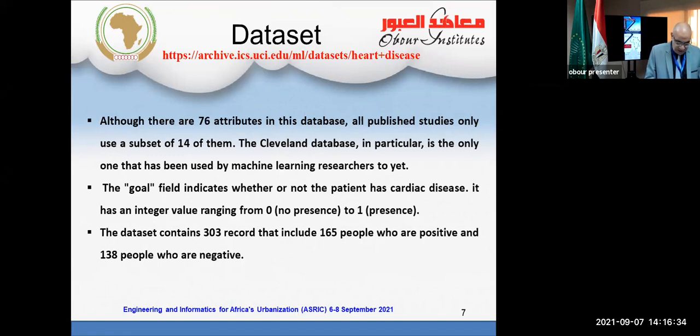The target field indicates whether or not the patient has cardiac disease. It has an integer value ranging from 0, no presence, to 1, presence. The database contains 303 records that include 165 people who are positive and 138 people who are negative. This is the data set.